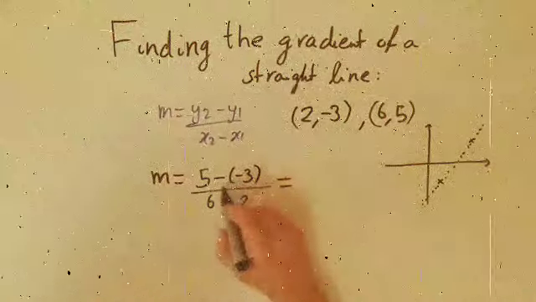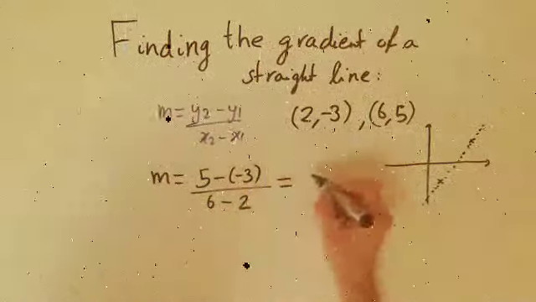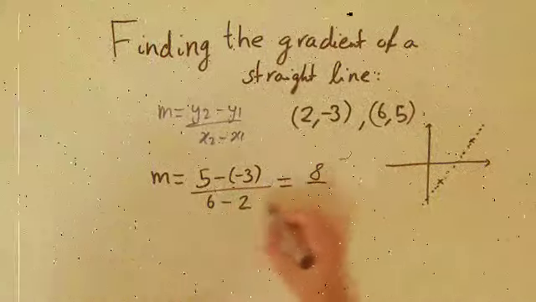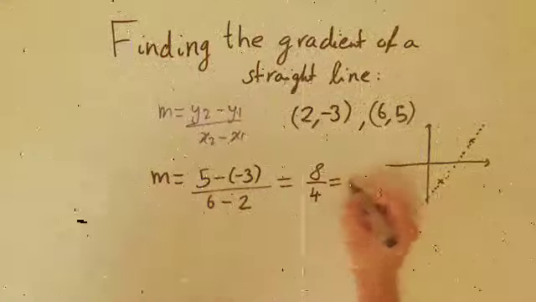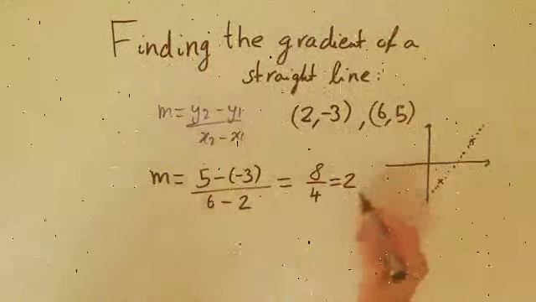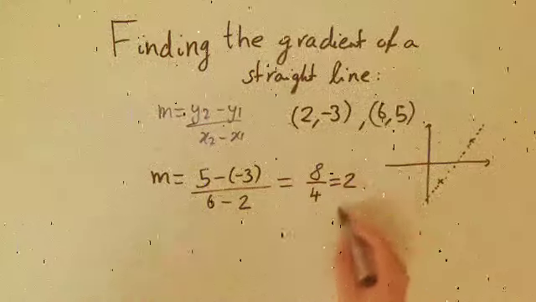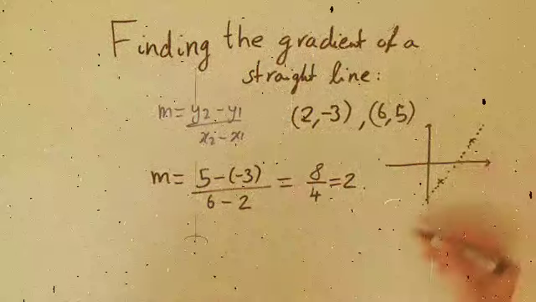So we have the double negative turns into a plus. So we have 5 plus 3 on the top, which is just 8. And on the bottom we have 6 minus 2, which is 4. So this simplifies very nicely to 2. And this is indeed positive how we predicted. So now we have a numerical value of how steep this line goes upwards.